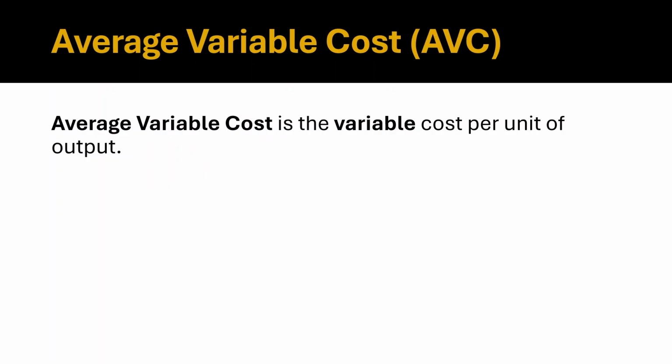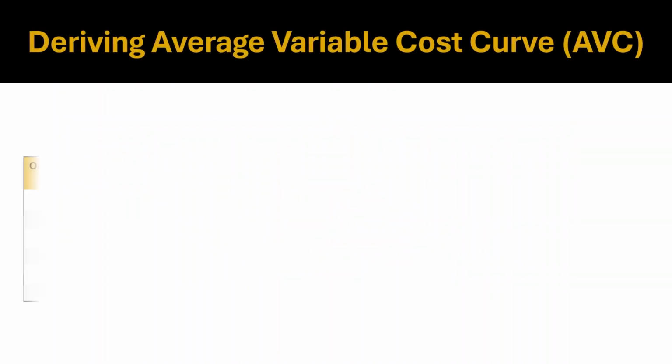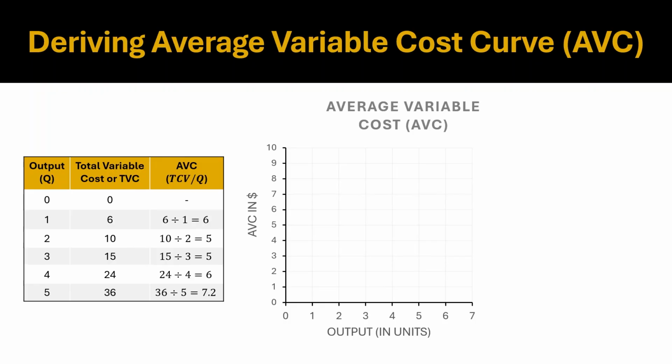Average variable cost is the variable cost per unit of output. In the short run, variable costs change with output. So AVC tells us how much it costs on average to produce 1 unit. We ignore fixed cost here. The formula is simple. AVC equals total variable cost divided by output. Let's now derive the AVC curve from the cost table. At zero output, AVC is not defined because no variable cost is incurred.